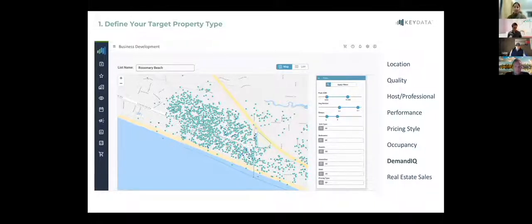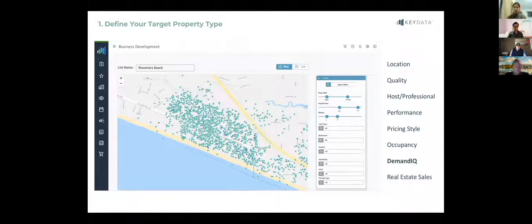But you start with where you'd expect to start, right? You start with a list of all the properties out there. We go out and we scrape all the inventory out there on all the major OTAs. So we start with that list and you say, okay, which properties should I go after? Because it's not all of them, right? You can mass mail, but it's not the efficient way to do it.